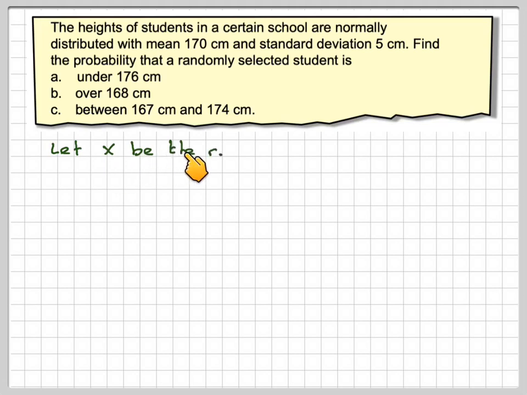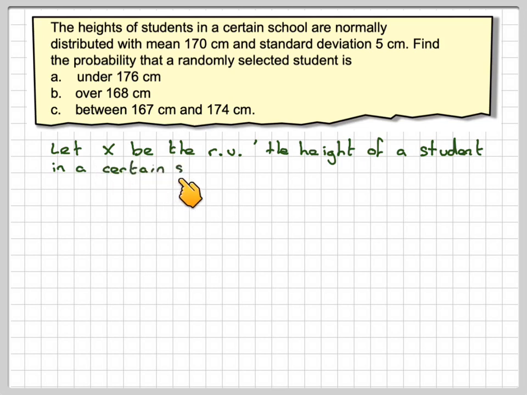So if we let x be the random variable, the height of a student in a certain school, then the height of the student x will be normally distributed with a mean of 170 and a standard deviation of 5. But the second parameter of a normal distribution is the variance, so it's better to write it as 5 squared, i.e. the variance is 25. So these are the two parameters: the mean, and sigma stands for the standard deviation, and sigma squared stands for the variance. Variance is the standard deviation squared.